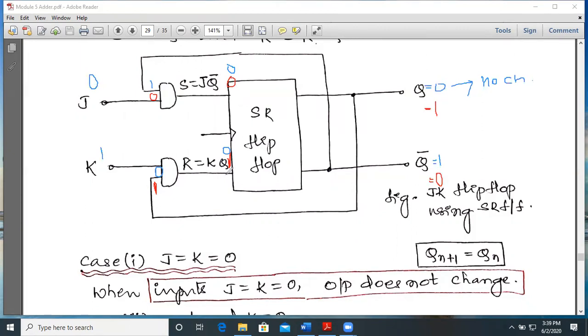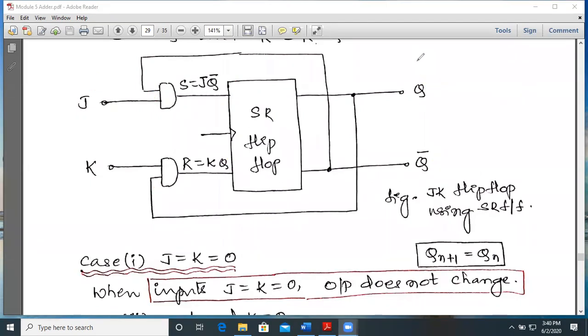When both of them are equal to 1, here we are going to get R as 1, right? So when S is 0 and R is equal to 1, what is the state of SR flip-flop? We are going to get it as reset, because R is equal to 1 and S is equal to 0. So with our inputs J is equal to 0 and K is equal to 1, we are going to say the state of the flip-flop is reset.